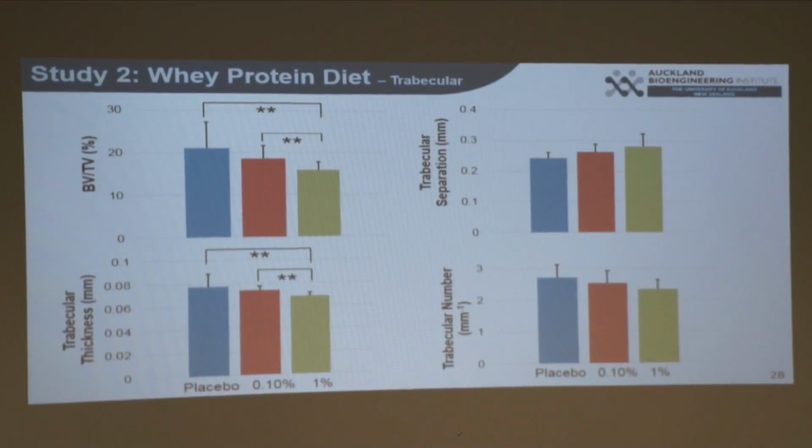So we split that up a bit further just to see where those changes are coming from, and we saw that percentage bone volume and trabecular thickness showed the significant decreases across the group. There was a non-significant increase with the trabecular separation and a non-significant decrease with the number, which makes sense as those two have an inverse relationship.